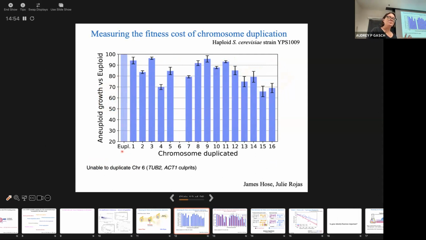Here we're showing the relative growth. You see the euploid grows at 100% on our scale. And then for all of these different aneuploids, their growth rate is reduced to different levels. Some chromosomes, when duplicated, make the cells grow a lot slower, so we say there's a higher cost to that duplication. You'll notice this blank spot here. Chromosome 6 is so toxic that we weren't even able to make the duplication. That's consistent with what other people have seen in the literature. We think it's because there are a couple of genes on that chromosome that are super toxic. Okay, so now we've measured the fitness cost of duplicating each chromosome.